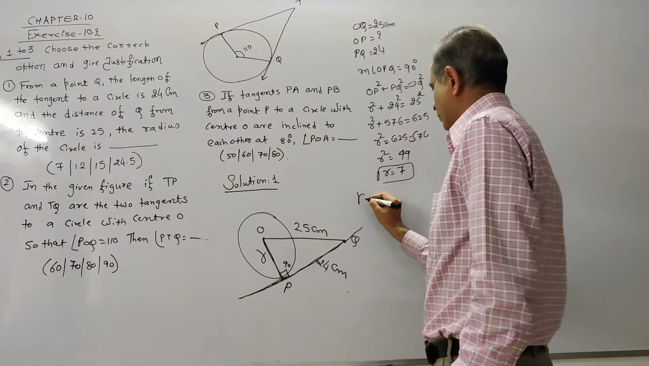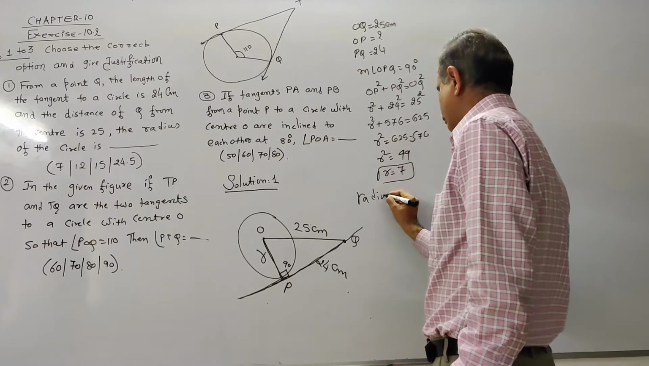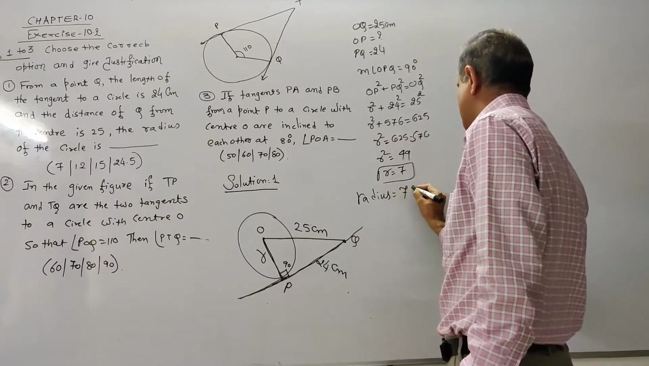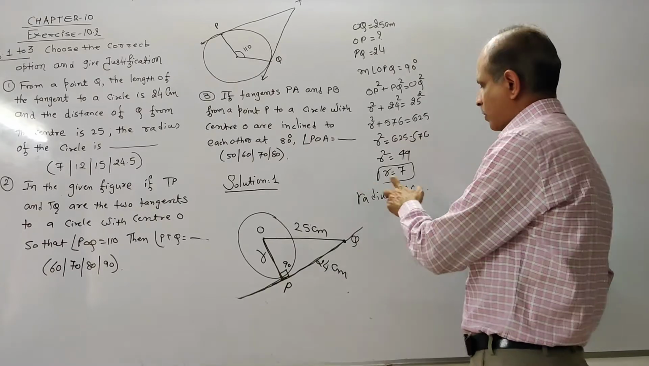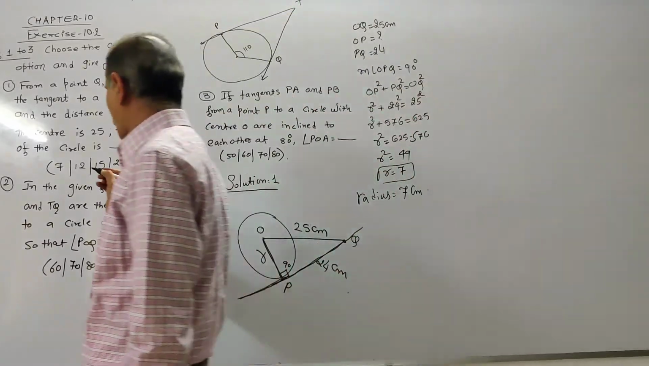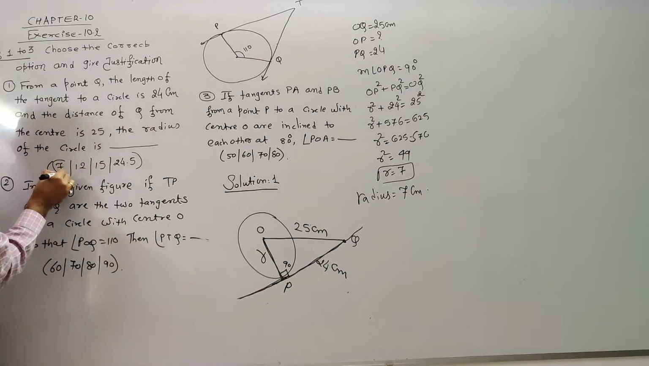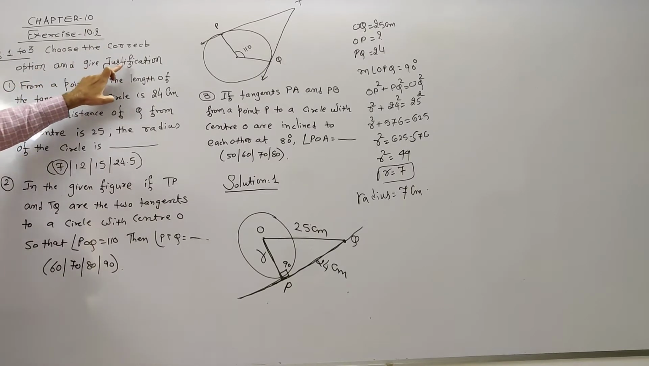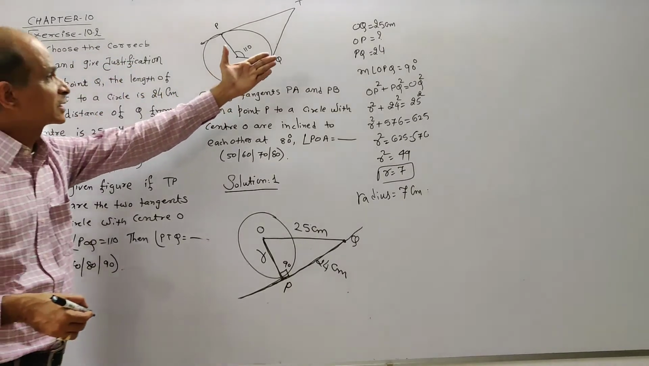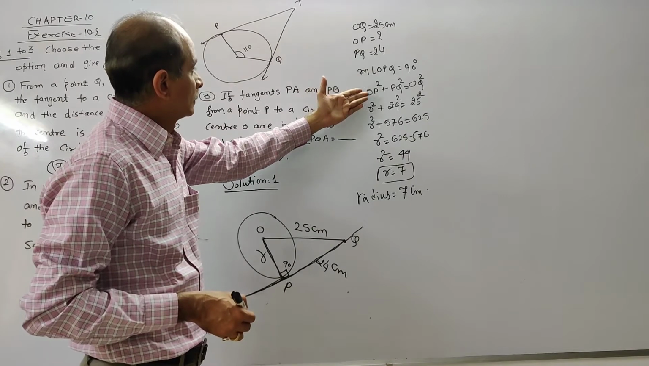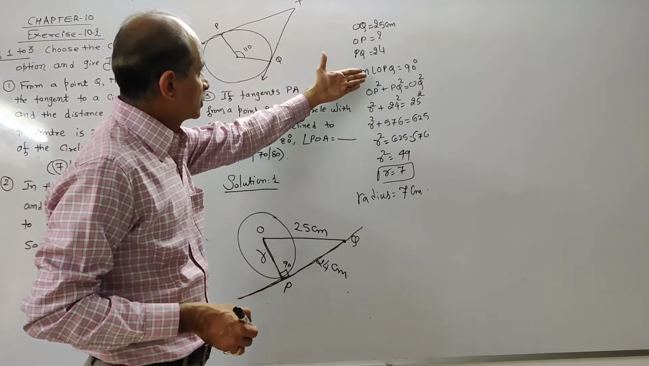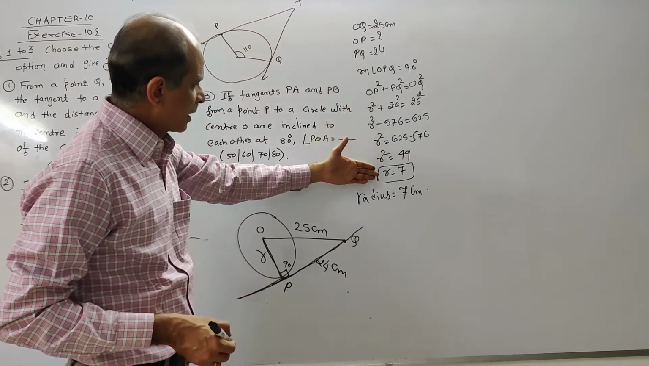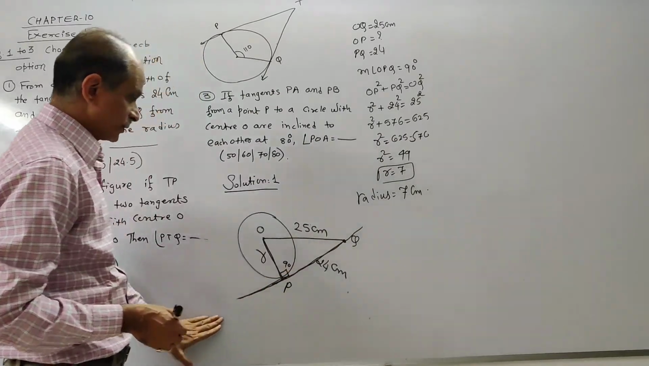So friends, the question is radius of a circle is blank. So the radius of the circle is 7. So your option number A is true. And your question is choose the correct option and give justification. This is the justification. Pythagoras principle, find out the value of R. R is equal to 7, so radius is equal to 7.